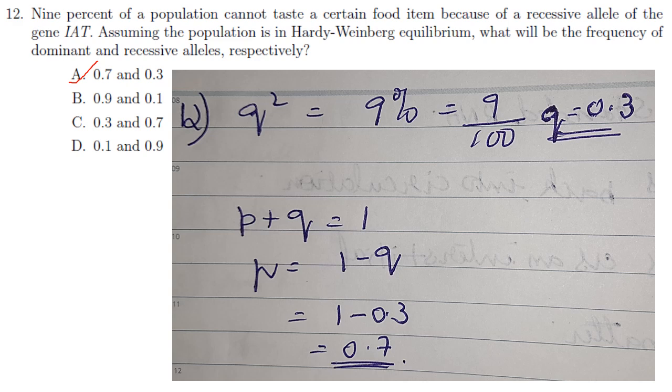Then P plus Q is equal to 1. We know as per the Hardy-Weinberg equilibrium, P is equal to 1 minus Q, or 1 minus 0.3, that is 0.7. So the answer here will be, they have asked for the dominant and recessive allele. Q is the recessive allele because they have already mentioned 9% of the population cannot taste a food item because of a recessive allele. So Q is the recessive allele and P will be the dominant allele. So 0.7 and 0.3. So the answer here is option A.